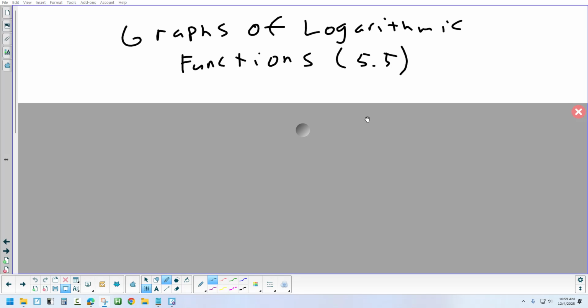All right, so last section we are going to take a look at in chapter 5. It's 5.5. Still on logs, but we're going to look at how we can sketch them. We're going to do a little bit with what's called the change of base formula, and then we'll finish up with a word problem.